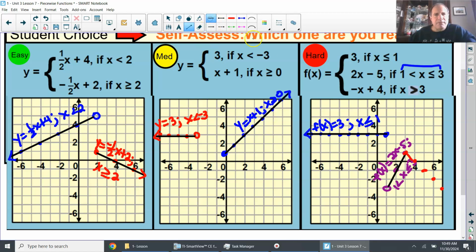And then we're going to have a problem here with this. Yep, right there. Since it's greater than 3, I'm going to put an arrow there. And we're just going to put f of x is equal to negative x plus 4, x is greater than 3. And that is the mess that it is.